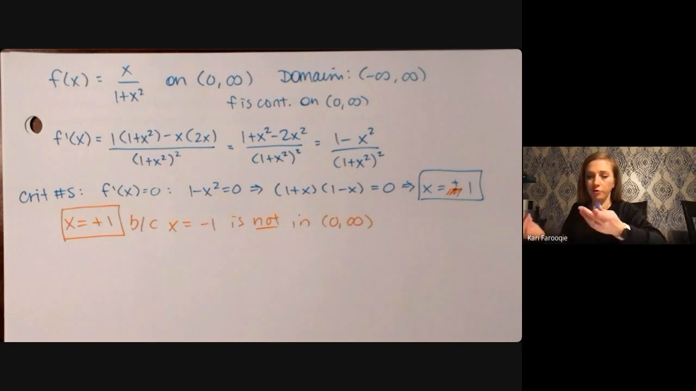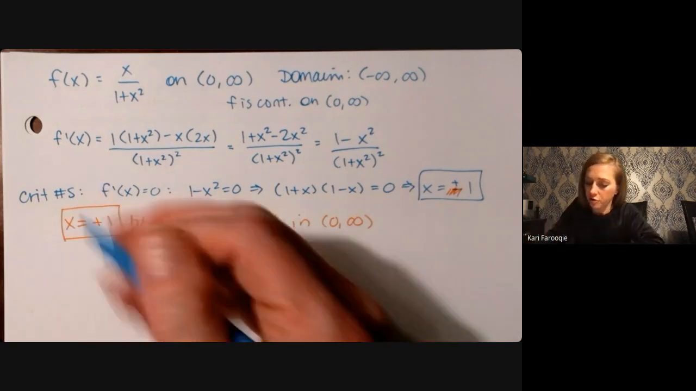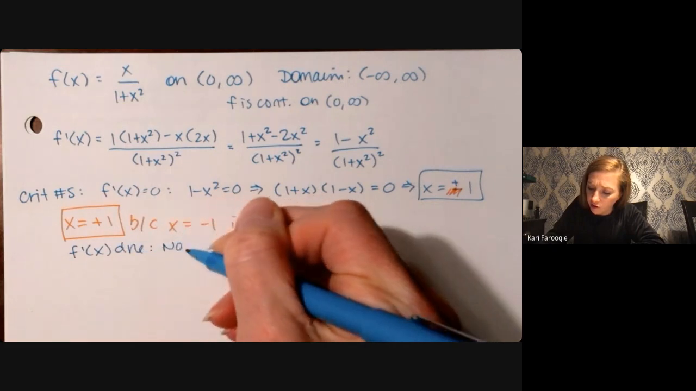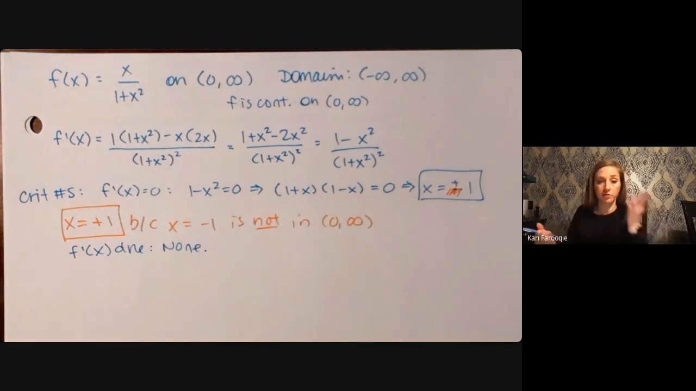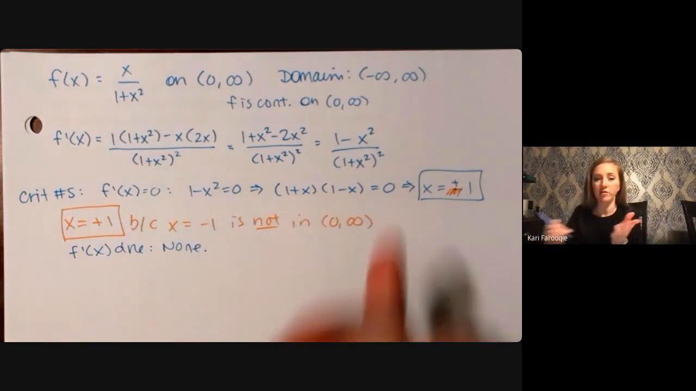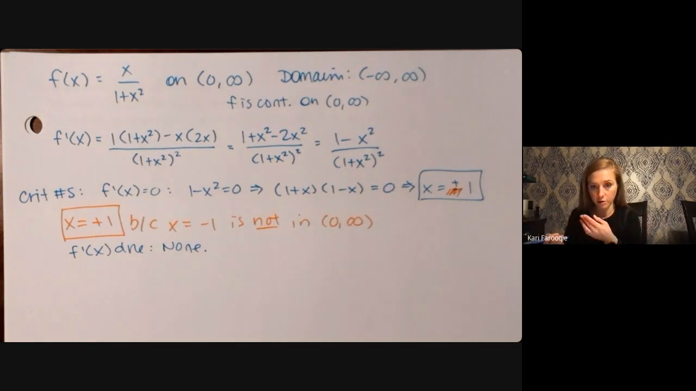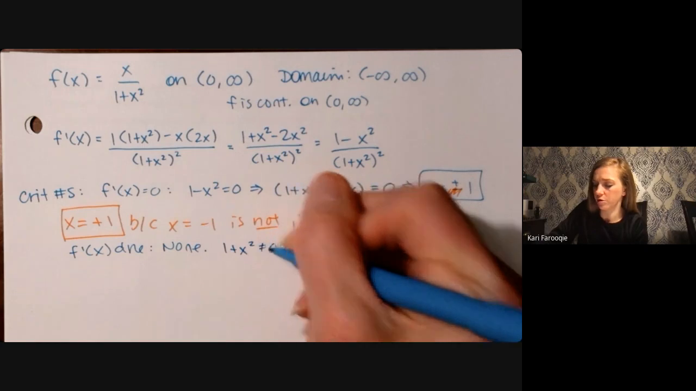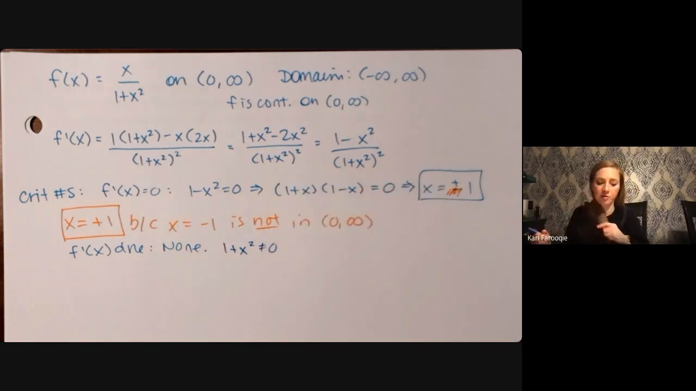And to be complete about this, if you're trying to find values where the first derivative does not exist, we'll say none. The first derivative is going to exist for any value of x because the denominator cannot be 0. 1 plus x squared cannot be equal to 0. So we have that.